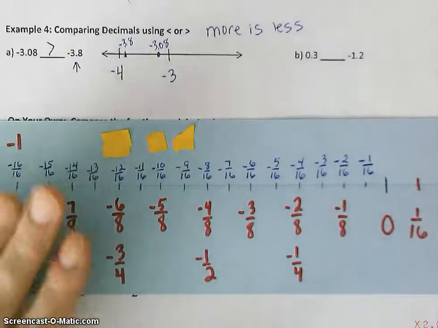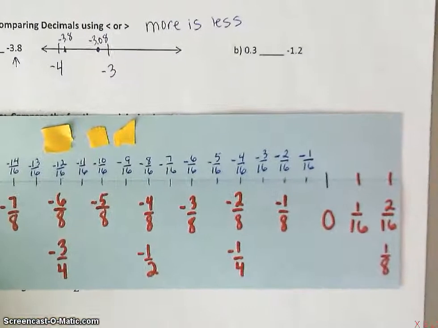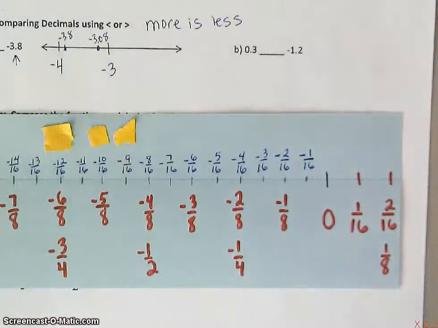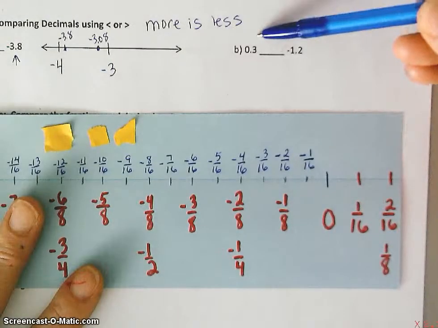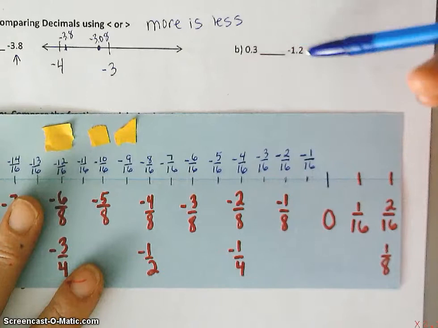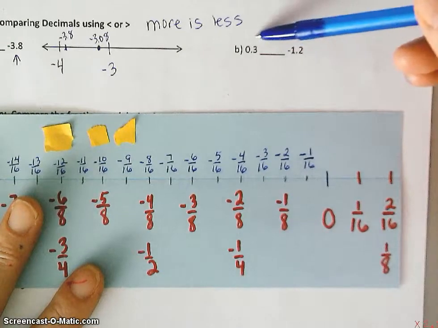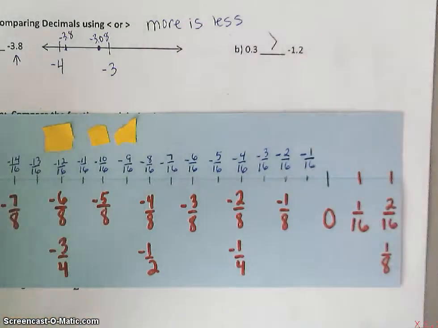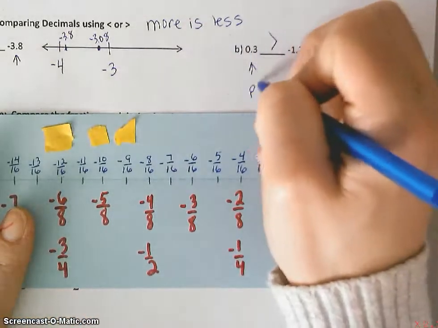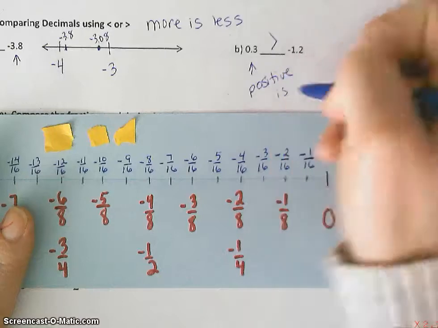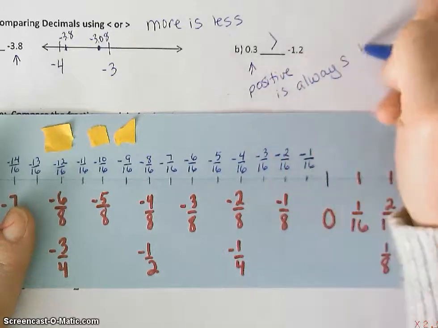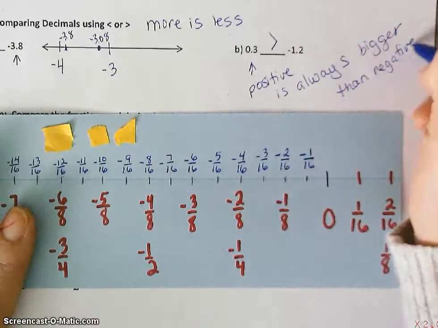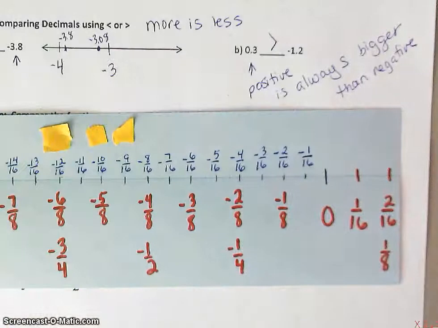Okay, looking at B, notice right away you have a positive and a negative, and that is always the easiest kind of problem, because I would rather have 30 cents than owe somebody $1.20, and that's what that says. Which one's better, owing somebody $1.20 or having 30 cents in your pocket? So positive numbers are always bigger than negative numbers. So always look for those easy ones. If you're comparing a positive and a negative number, always look for those really easy ones.